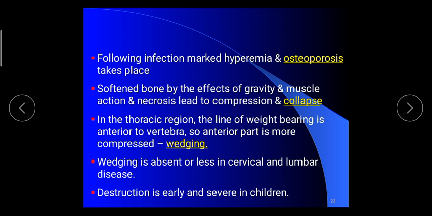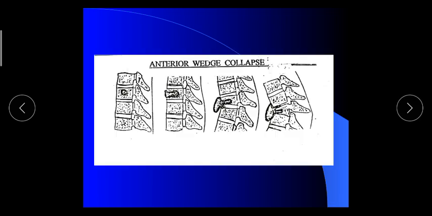In children, the destruction is early and severe. Anterior wedge collapse. See, the anterior portion is damaged and it can collapse, and this forms a wedge shape.